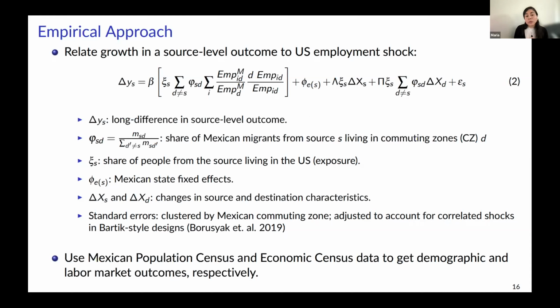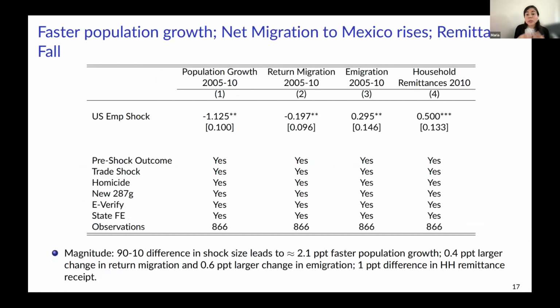And to measure our outcomes, we use the Mexican population census to measure most of the demographic and other outcomes. And for the labor market outcomes, we use data from the economic census in Mexico as well. So what do we find?